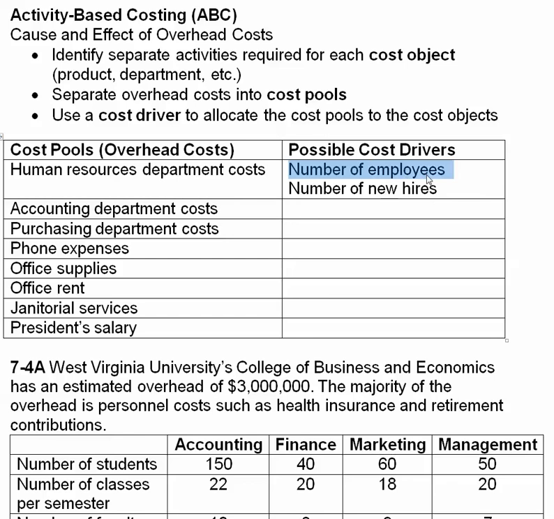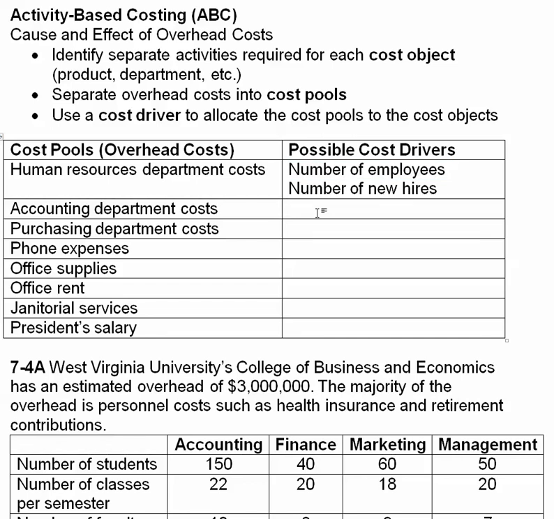So in other words, remember the single overhead rate, where you take your total estimated overhead, divide it by the total number of employees, and then multiply it by the number of employees for the particular cost object that you're trying to price, or the object that you're trying to come up with a cost for.